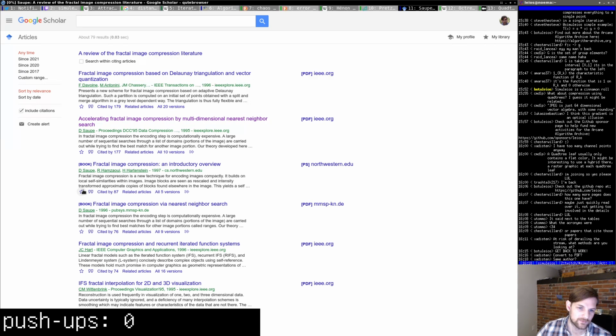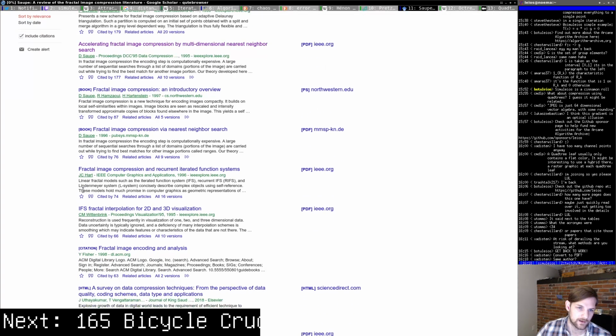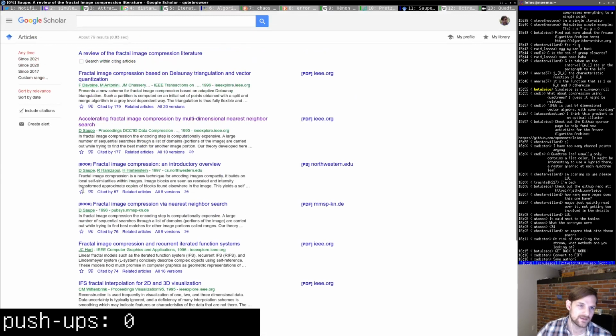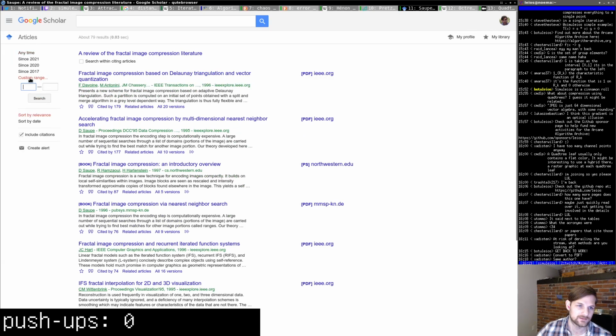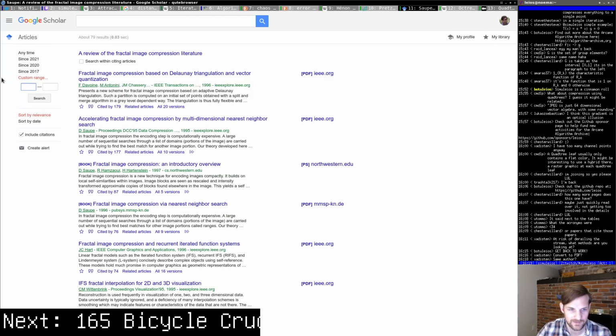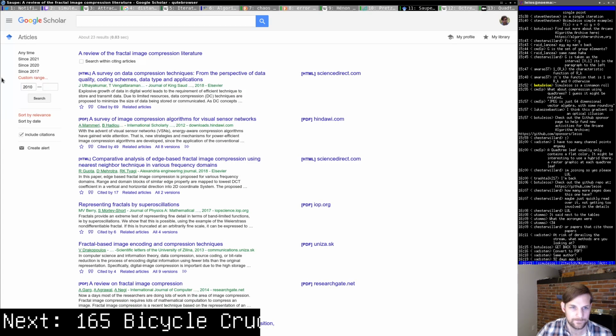Fractal image compression and recurrent iterative function systems. That is from... Let's see if we can get something new from at least 2010. Sort by date. Abstracts everything. Let's do custom range, and we're going to do something from 2010. See if there's anything new in the field from 2010. Wait, was there? No, there was some stuff from 2021, which was surprising. But then if you look at it, there's something from 2020, 2021, and then 2017. So there was nothing from 2018 or 2019.